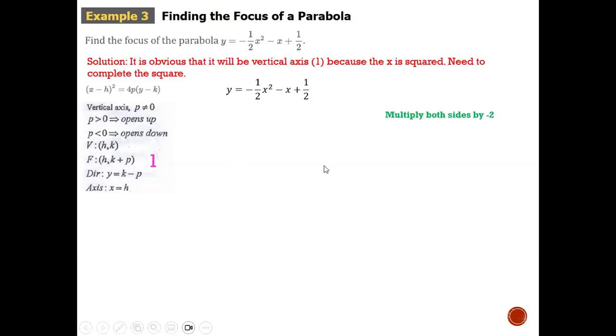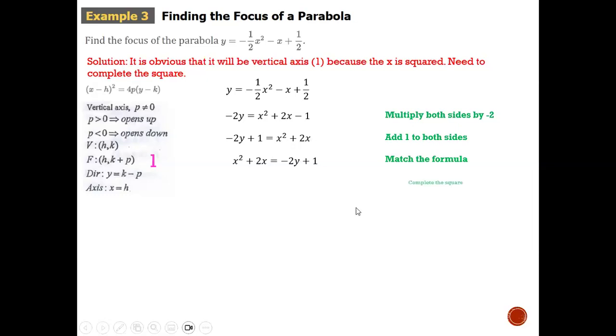How do we write it in this form? Again, we're going to complete the square. So we're going to multiply by 2. We don't want any fractions here. So everything gets multiplied by negative 2 to also cancel the negative right there. So we get negative 2y equals x squared plus 2x minus 1 when I multiply. Add 1 to both sides because what I want to work with is just the x's on this one side. So I have the x squared and the 2x. So I move the 1 over to the other side. To match the formula, since the squared is on the left side of the equation, the x squared, I move it over. That's what happened there.